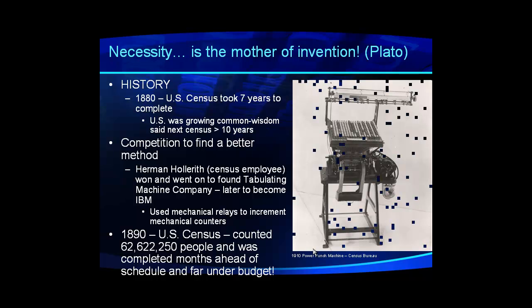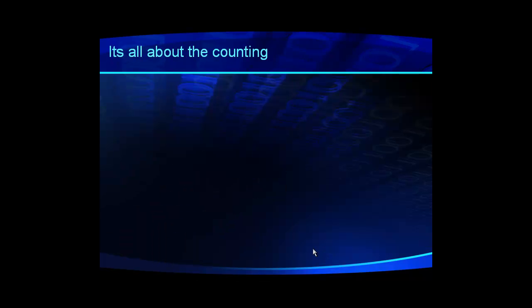62,622,250 people. It was complete months ahead of schedule and far under budget, which ironically, Herman Hollerith also became the man who created the tabulating machine company, later to become known as IBM. So there is a rich history from that standpoint going into there. And keep in mind, when we think about computing, we're thinking really about counting. That's really where it's coming from, is how do we count, how do we do all these things? Even in today's graphical universe of 3D gaming, it's still all about the mathematics.